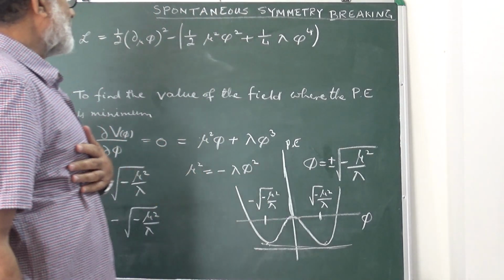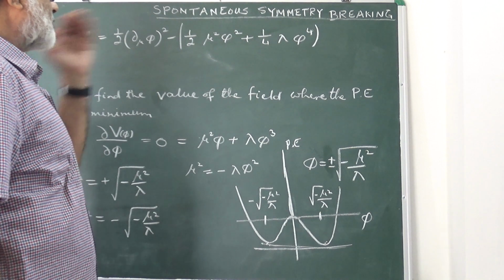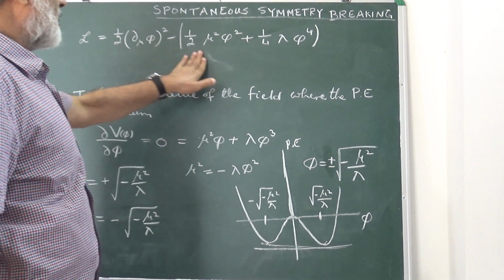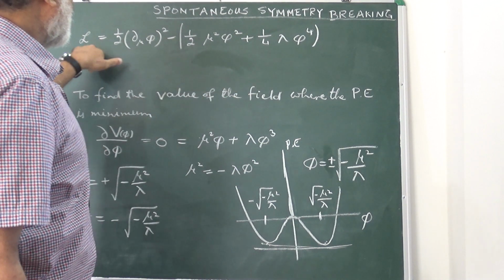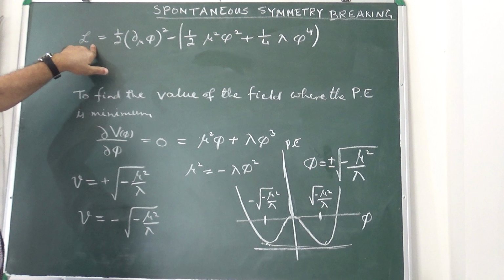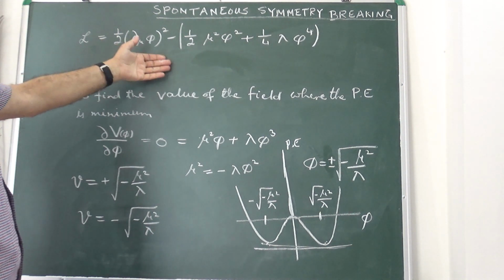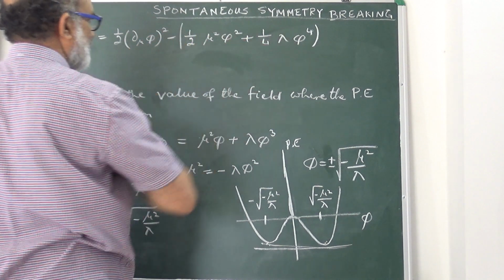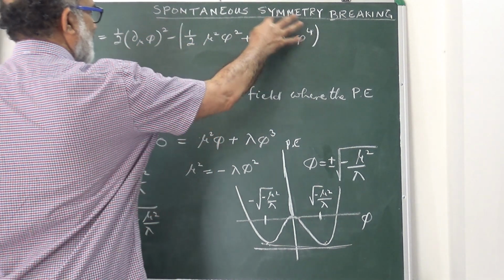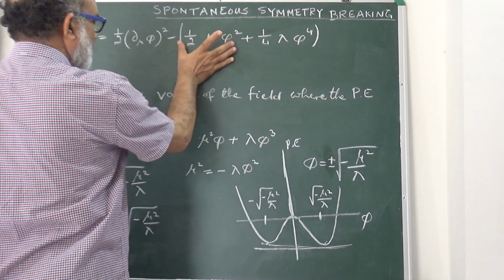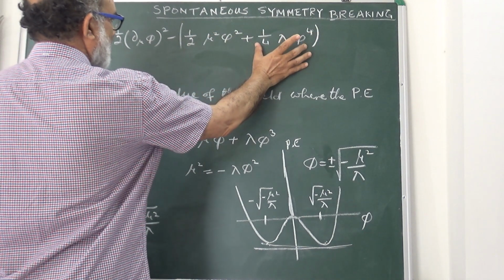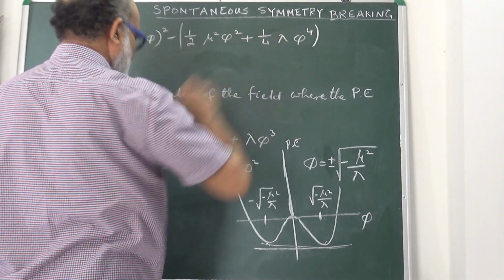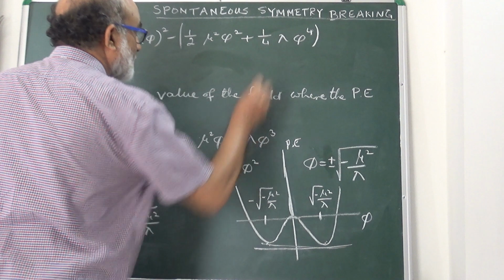In the last class we ended up here. We started with spontaneous symmetry breaking. We have the Higgs field, and the Lagrangian for the Higgs field is on the board here. This is the kinetic energy part, this is the potential energy part without interaction, and this comes out due to the self-interaction of the Higgs field. So it's a phi to the power 4 term.